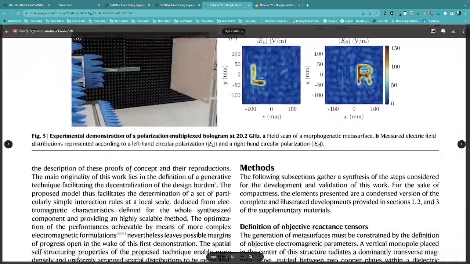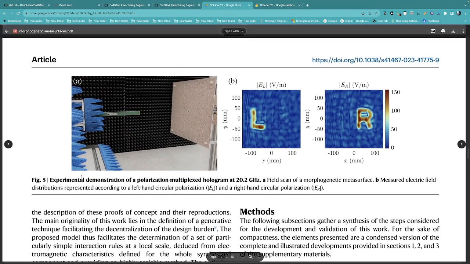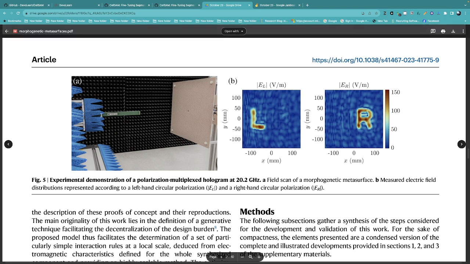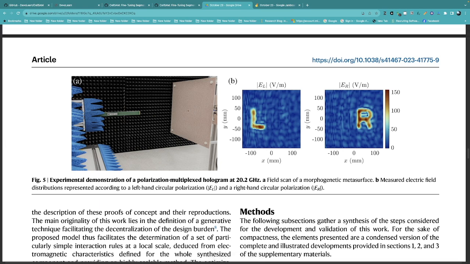So they give their methods. This just shows a demonstration of a polarization multiplexed hologram at 20.2 gigahertz. This is where they're shining this light beam on there and creating the hologram. And they're actually able to create shapes on the surface. So you have an L and an R. And so you can see that they're able to do this.